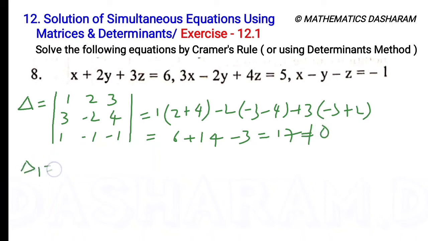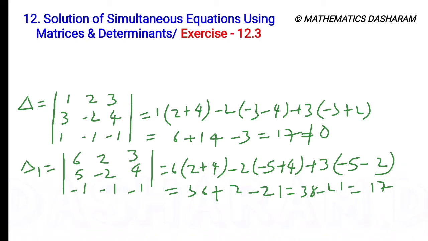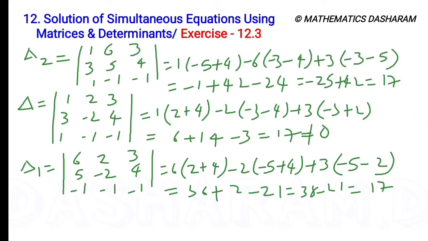Let's find out delta 1. Replace the first column with the constant numbers 6, 5 and minus 1. Let's find its determinant. So delta 1 also is 17. Next, delta 2: replace the second column with the constant numbers in the delta matrix. Let's find its determinant. So delta 2 also is 17.